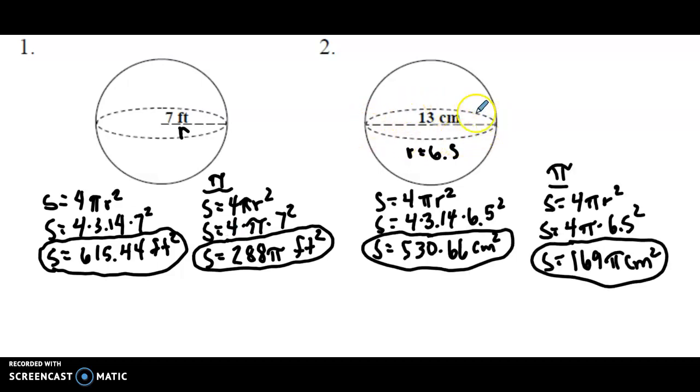Hopefully in number 2 you recognized that this was the complete distance across. That's the diameter. We need the radius for this formula, so the radius was 6.5. When you plug it in using 3.14 as the numerical value of pi, you get 530.66 centimeters squared. And doing it in terms of pi, you get 169 pi centimeters squared.